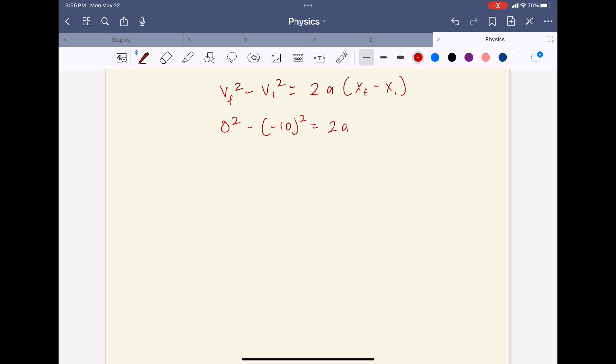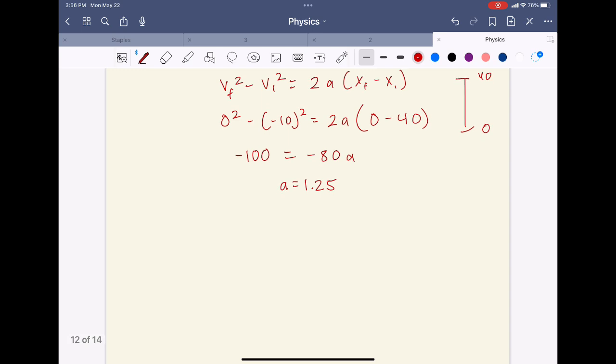And our final position is actually going to be at 0, and our initial position is going to be at 40. If we think about the elevator motion almost like a y-axis of a graph, we see that 40 is at the top and 0 is at the bottom. So it travels a distance of 40 with its final position being at 0. So we have -100 is equal to -80a. So our a is going to come out to be a positive 1.25.